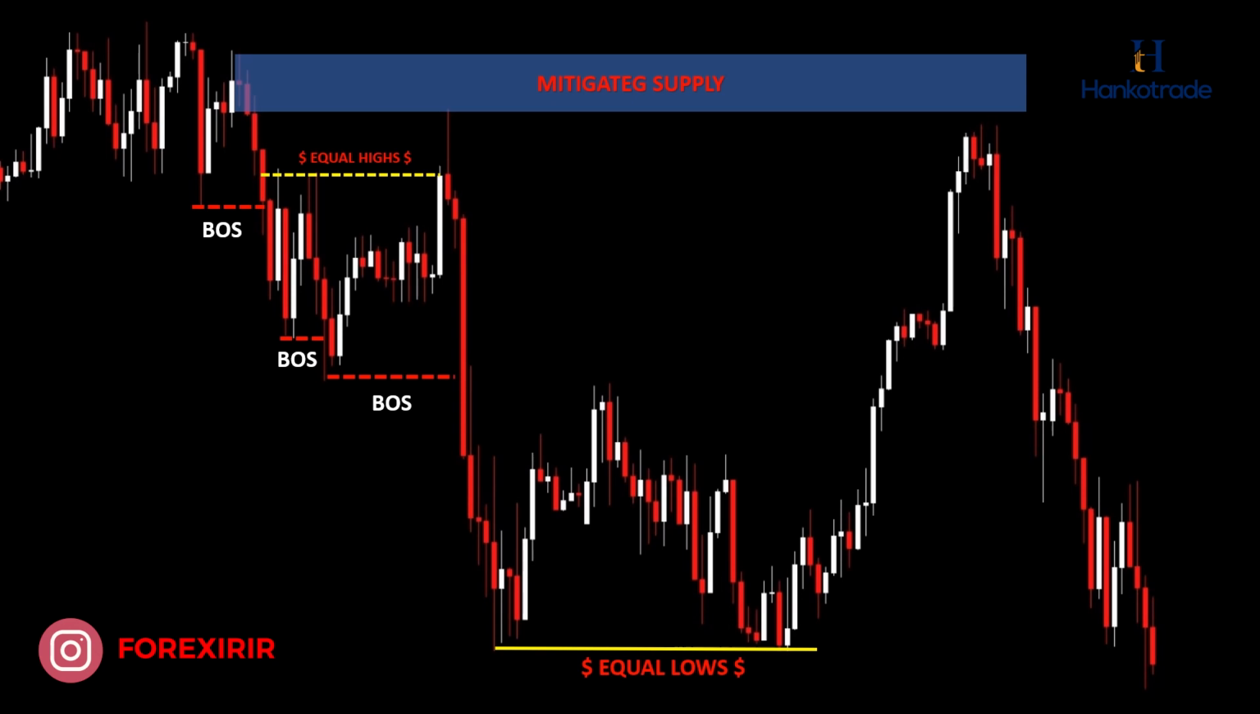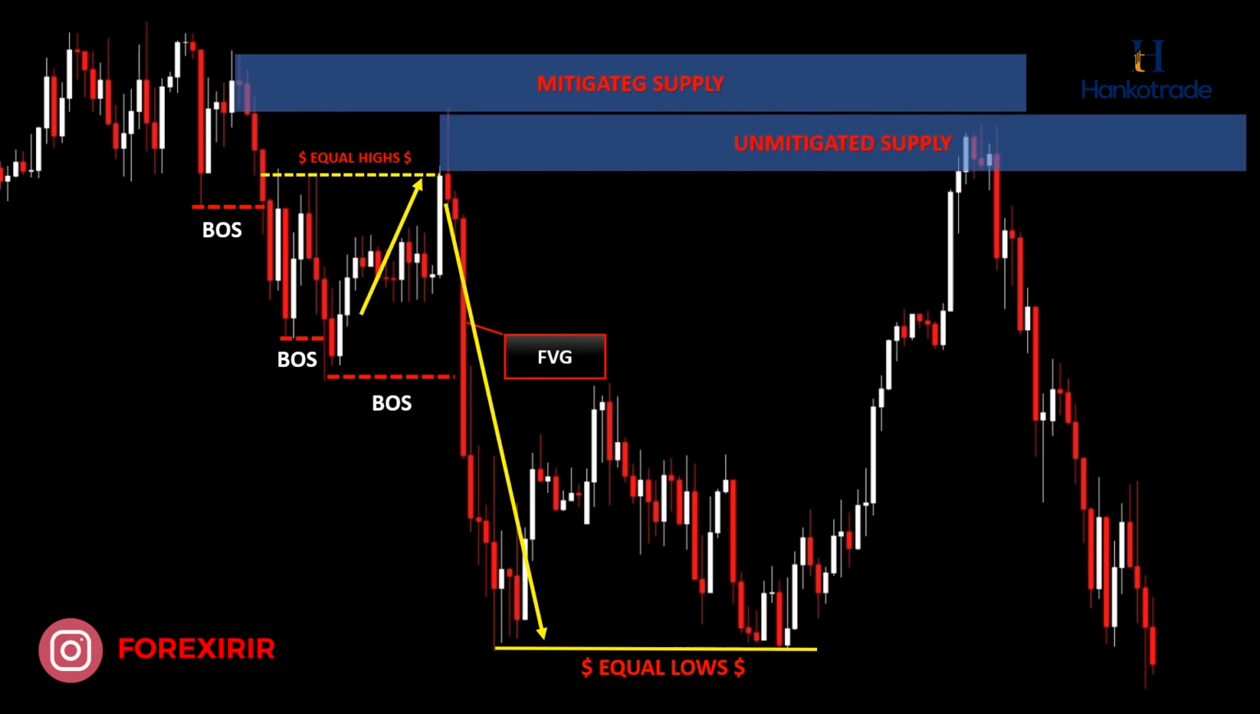Here, we have a 1-hour pound-yen chart displayed on the screen. As you can see, the price's general direction is bearish, and it has formed a series of downward breaking structures. The price has cleared the liquidity above these equal highs. After mitigating this demand zone, it reversed its direction and moved downward with momentum, leaving a significant inefficiency behind. Upon closer examination, this price action corresponds to our first optimum trading scenario. A liquidity pool was created just below the unmitigated supply zone.